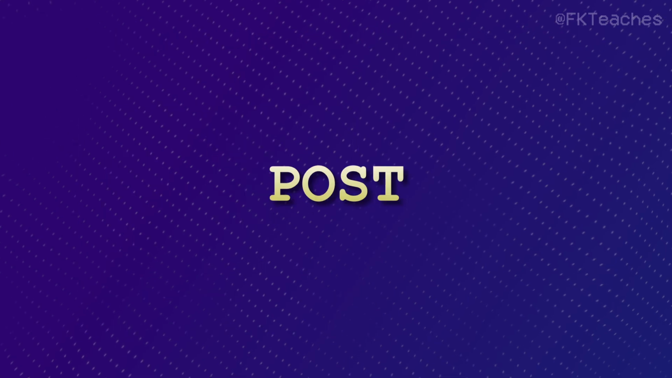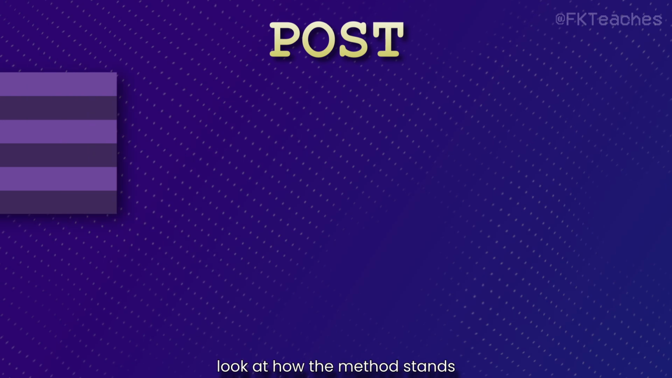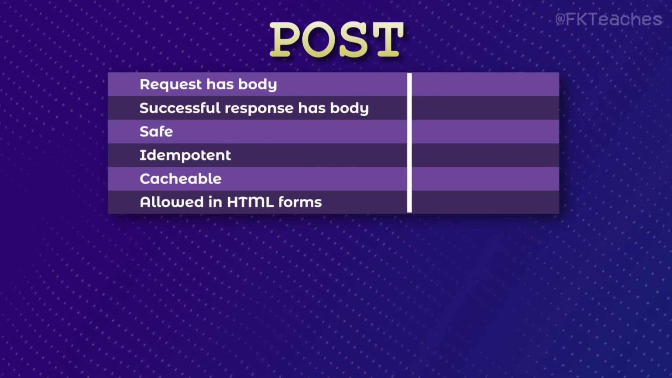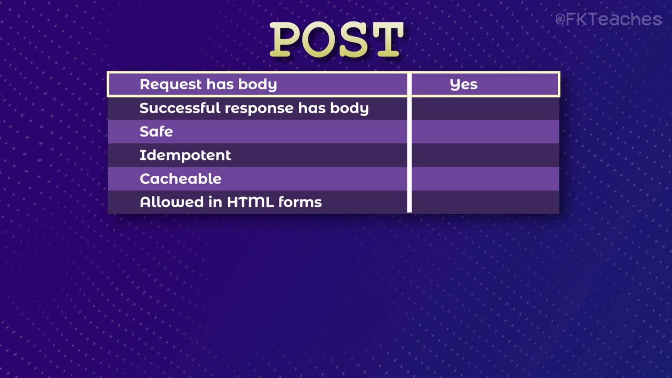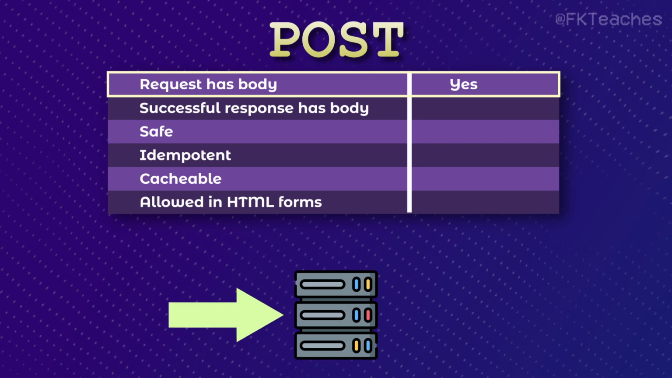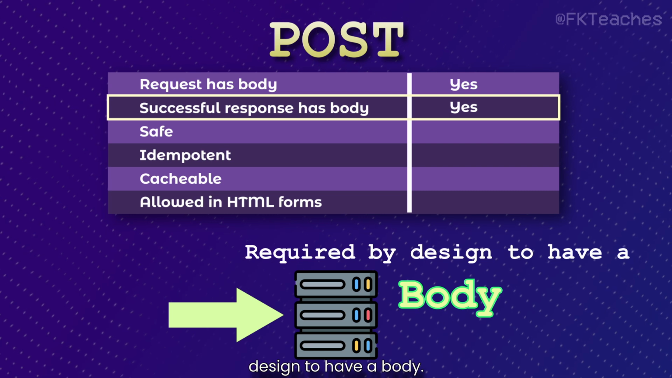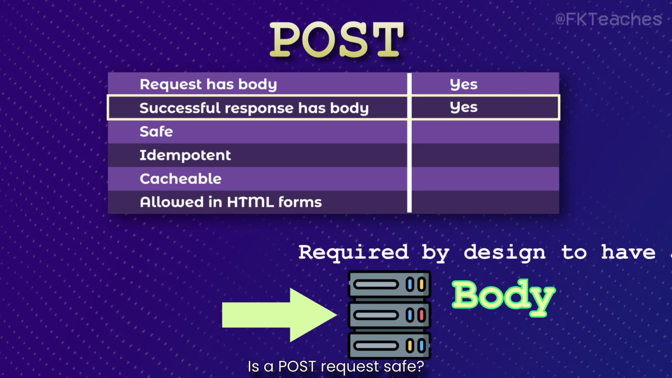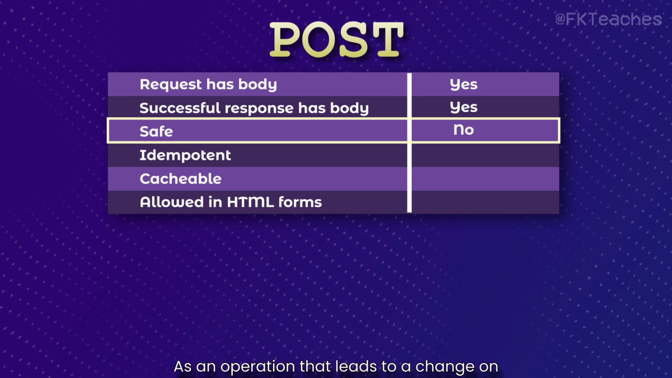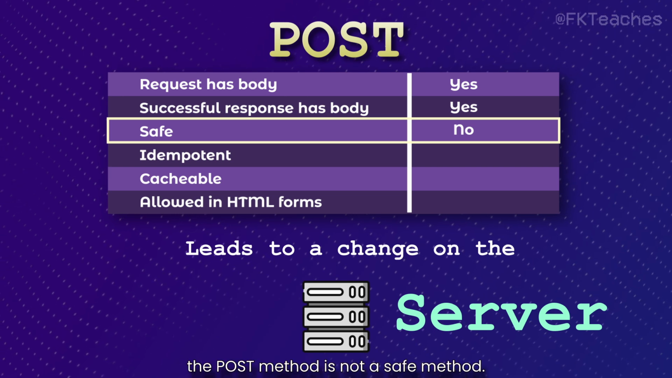Now that you understand how the POST method sends data, let's look at how the method stands on our methods attribute table. The POST request definitely has a request body, as this is the data it will send to the server. A successful response from a POST request is also required by design to have a body. Is a POST request safe? Nah. As an operation that leads to a change on the server, typically creating a new record, the POST method is not a safe method.